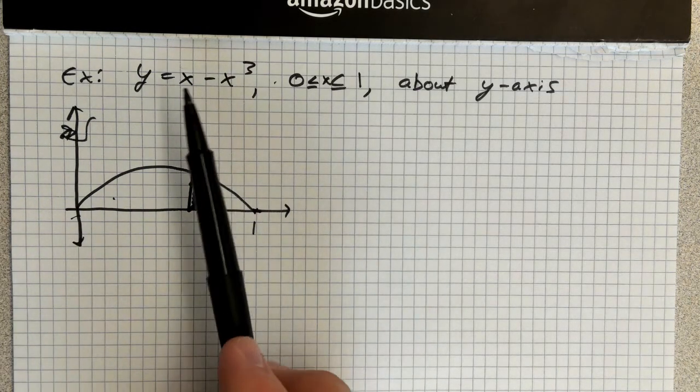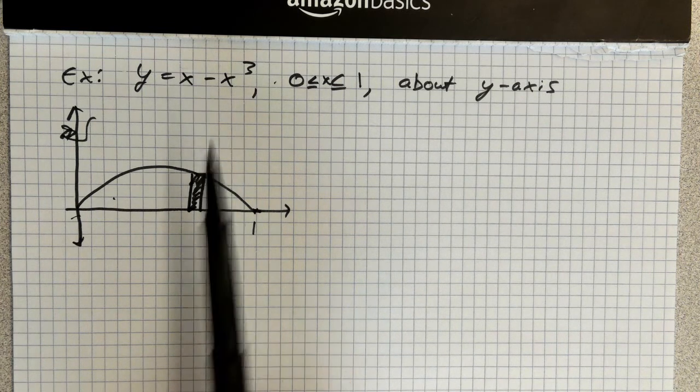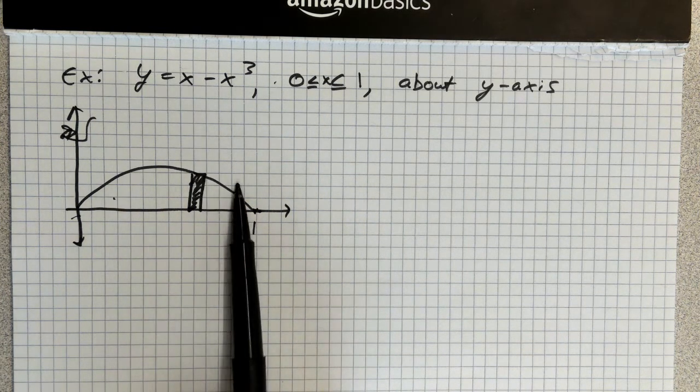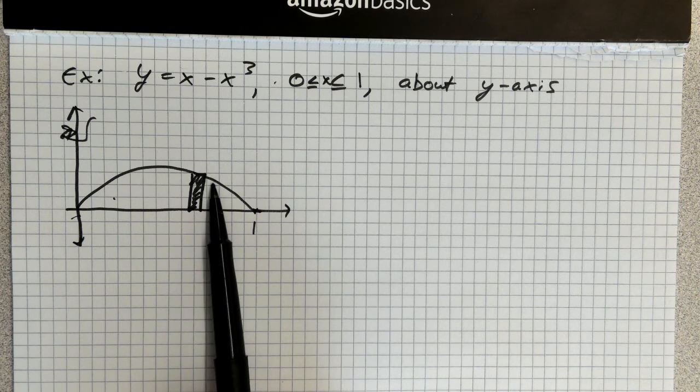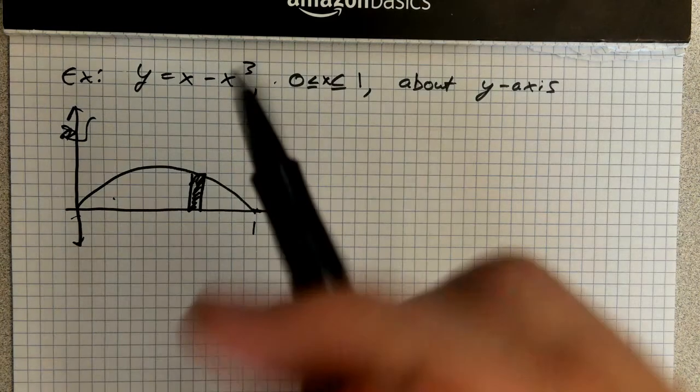Also, with this problem, we can't make it in terms of y. If we were trying to use the disk method or the washer method, we would have to be in terms of y. We can't get it in terms of y. We can't isolate x. So we're stuck with this, and that implies that we need to use the shell method.